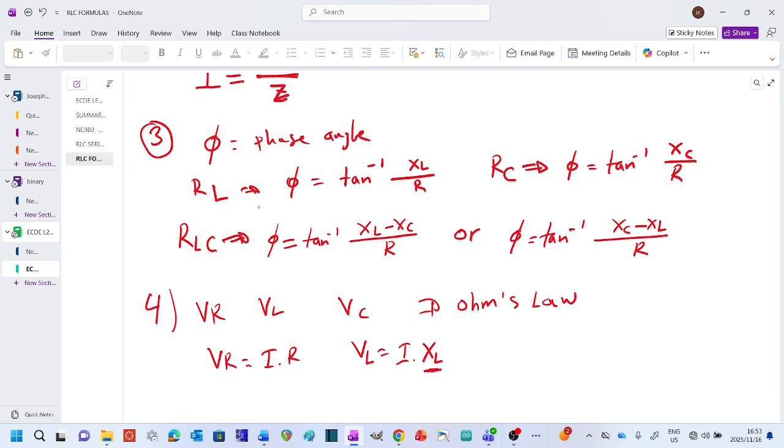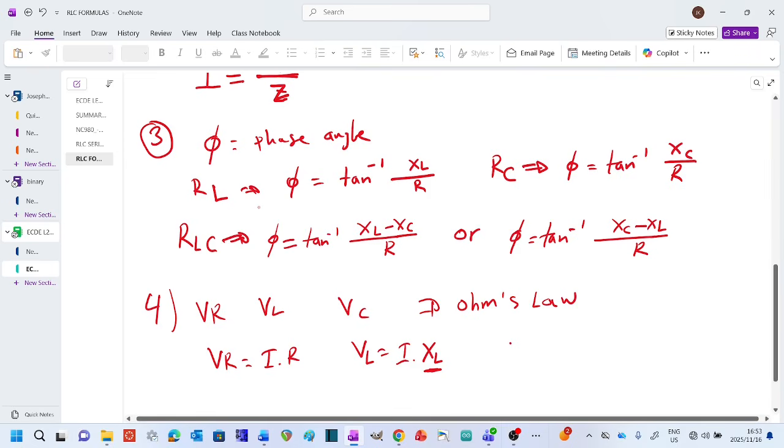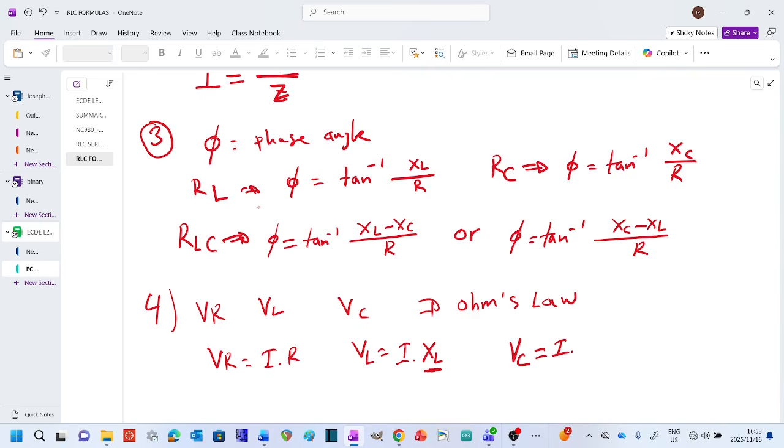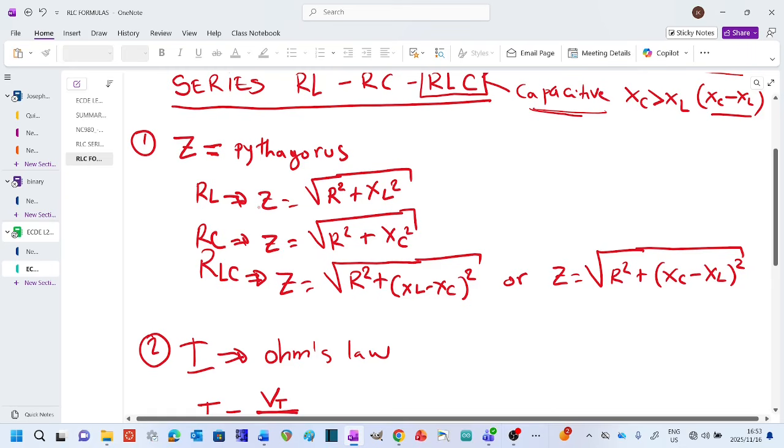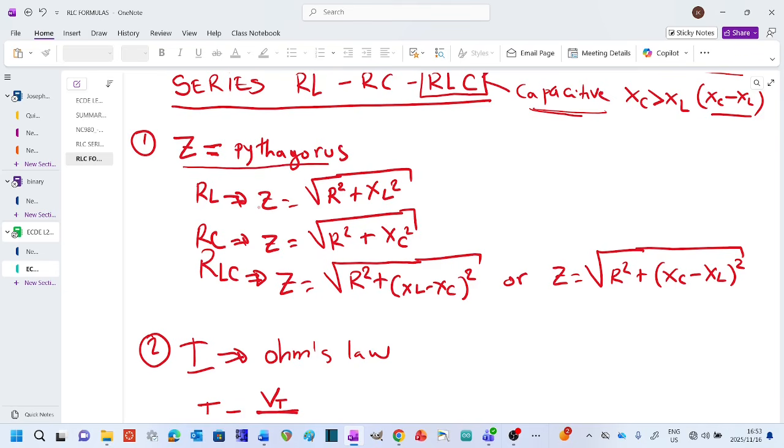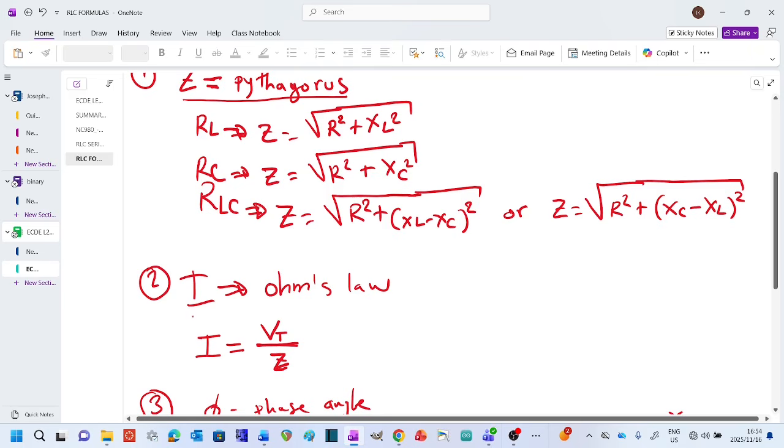When you are dealing with capacitor VC, the resistance for a capacitor, you do I, because there is only one current, multiplied by XC. Your resistance for a capacitor is XC. So these are the possible questions they can ask you when you are dealing with a series circuit. Remember, I'm going to insist here again: for a series circuit, every time they ask you for impedance, you apply the Pythagoras formula. When they ask you for current, you apply Ohm's law. It's going to be the opposite in a parallel circuit.